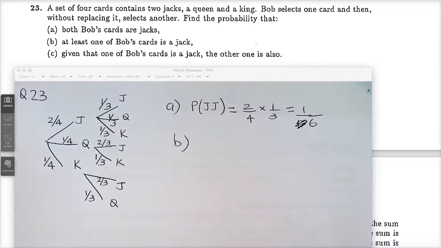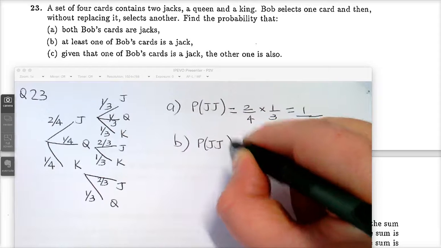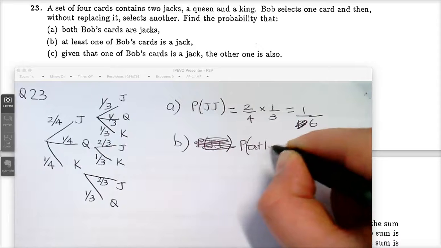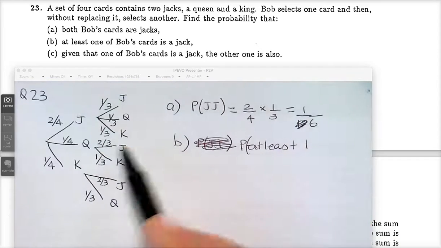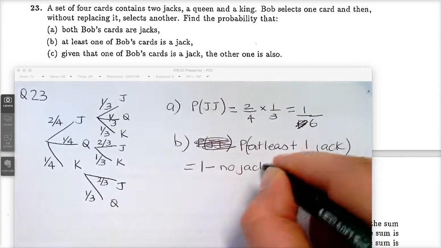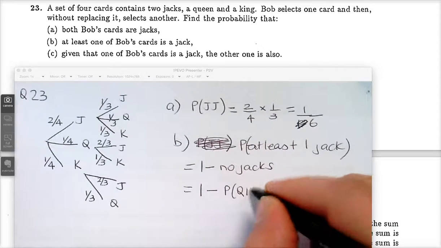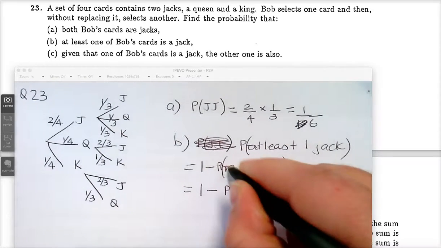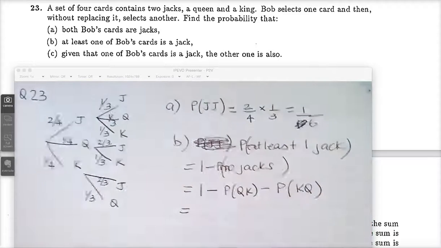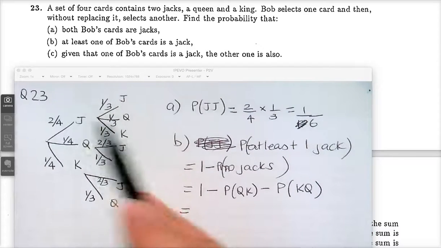B, at least 1 is a jack. Is it a 1 minus probability of no jack? At least 1 jack equals 1 minus no jacks, which is 1 minus, which ones? 1 minus QK and KQ. Yeah, otherwise you've got to add up heaps of them. So probability of at least 1 jack would be that, and that.